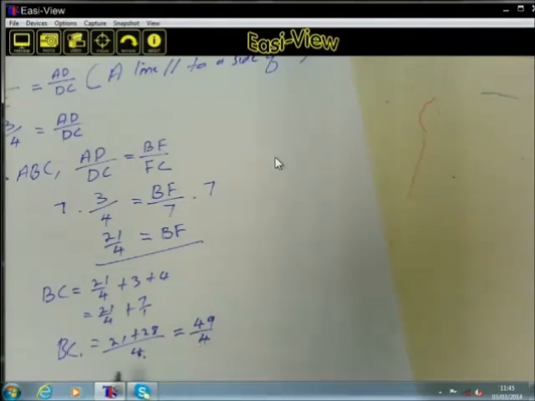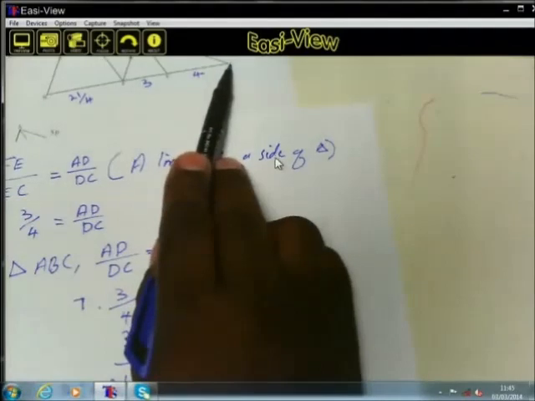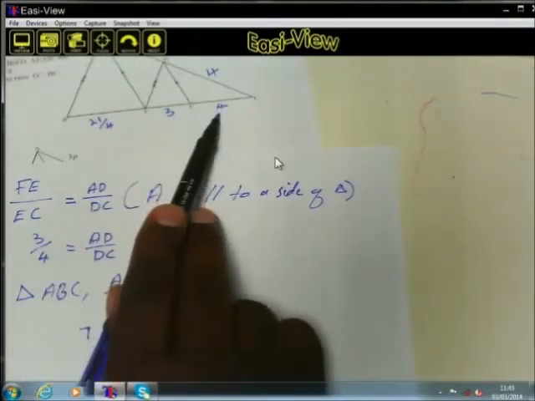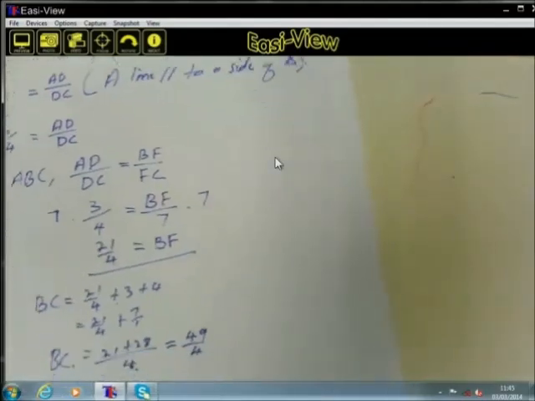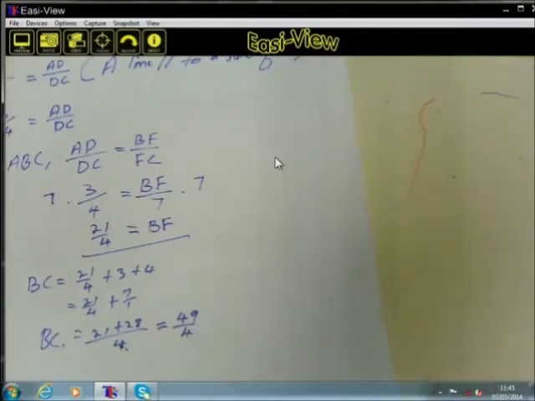Clear? Because for us to find BC, we had to add to BC. Here is BC. For us to get BC, 21 over 4 plus 3 plus 4. And if you add the 3 numbers, they give us 49 over 4. That's why we say BC is equal to 49 over 4. Now we can answer the question.